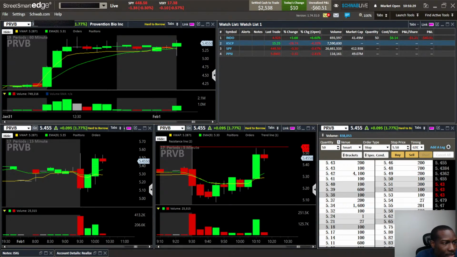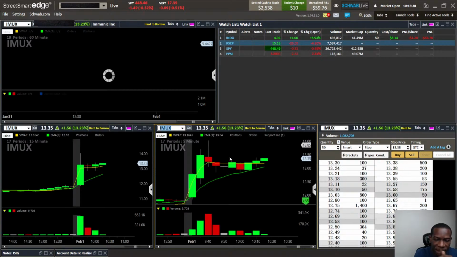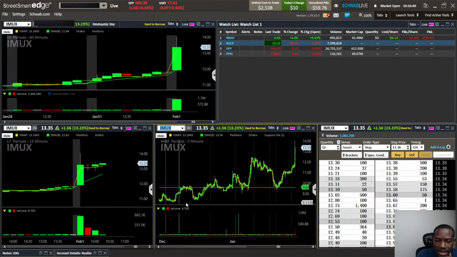I see IMUX getting on up there as well. IMUX. This one's got a nice little uptrend. Had a nice pop. No news on today though. They published positive results of a single multiple ascending dose of something. Whatever. But they're up 13% on the day.